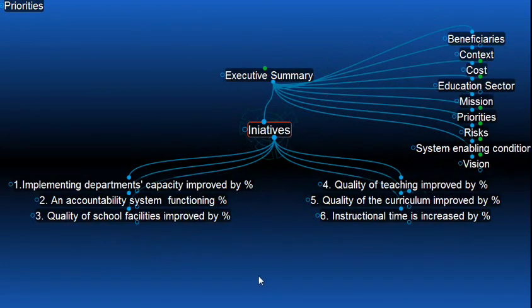Initiatives. Well, under the plan, you have 6 major initiatives or intermediate outcomes: implementing department's capacity improved by a certain percentage, accountability system functioning, quality of school facilities improved, quality of teaching improved, quality of the curriculum improved, instructional time increased by. You note that I included a metric in each one of these initiatives. This is very important for monitoring and evaluation.